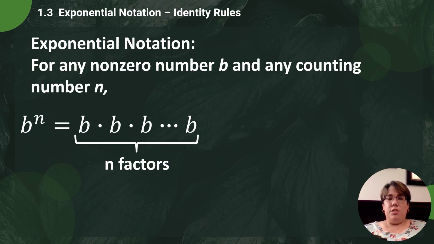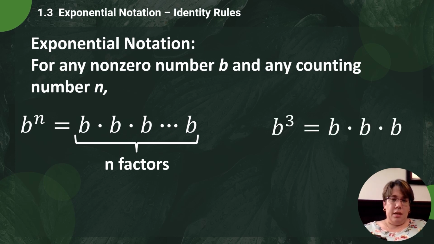Now with exponential notation, we're going to have some identity rules, and in order to go over those identity rules, we need to go over some basic definitions first. Some basic exponential notation definitions: for any non-zero number b, which is considered our base, and any counting number n. This b is called our base number. n is our exponent, and that n represents the number of factors of b, our base. In b cubed, b is our base, and that tells us that we're going to have 3 factors of b.